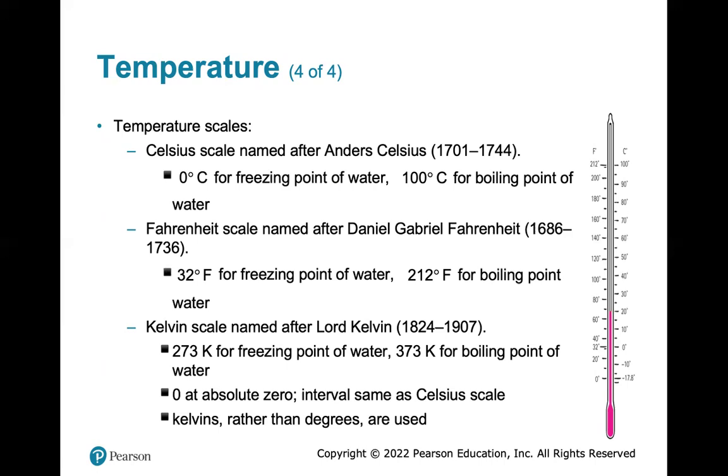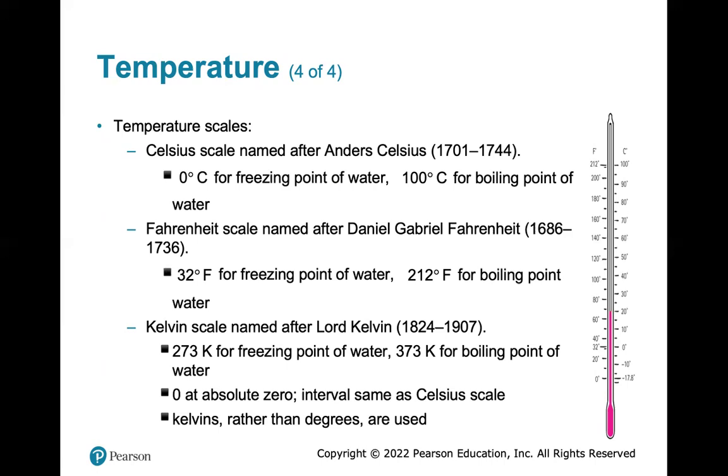And 32 degrees F is the freezing point of water. 212 degrees F is the boiling point of water. So you see that there's 180 degrees on the Fahrenheit scale between the freezing point and the boiling point. In the Celsius scale, there's only 100 between the freezing point and the boiling point.